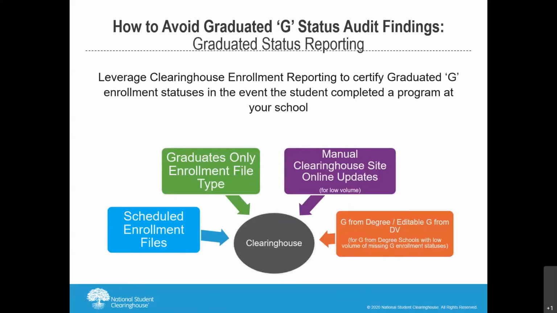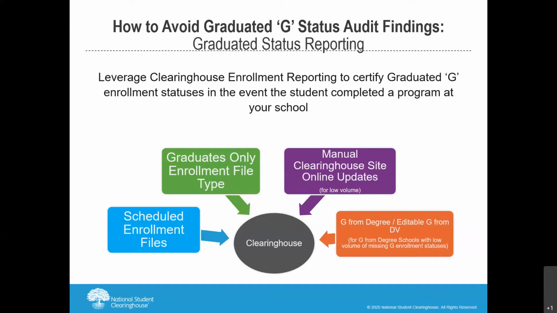So there are a number of ways you can actually report enrollment information to Clearinghouse. And there are some ways that may prove to be a better fit for your school than other ways. And it really just depends on a number of things. But big ones would be, what population are we talking about? Is it a large population at your school? Is it a smaller school?